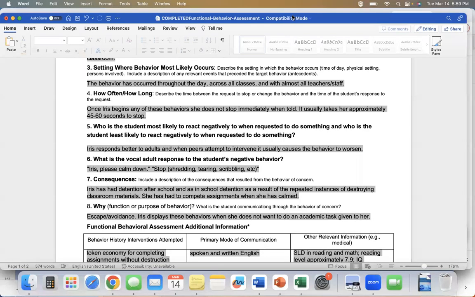Okay, and the final function of behavior there is attention-seeking behavior. So attempting to get someone's attention, to make people laugh, to have someone talk to her, those types of things.